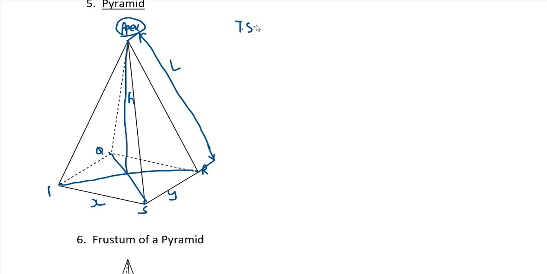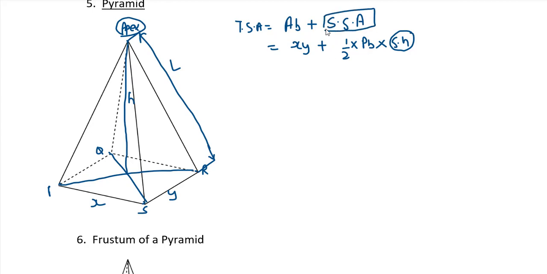So the total surface area in this case will consist of the area of the base plus the area of the slant surface, which we will call the slant surface area. The area of the base, in the case of a rectangular pyramid, will be length into breadth, x into y. For the slant surface area, the formula is half into the perimeter of the base multiplied by the slant height. We are not going into the derivation of this slant surface area, we are directly using the formula.